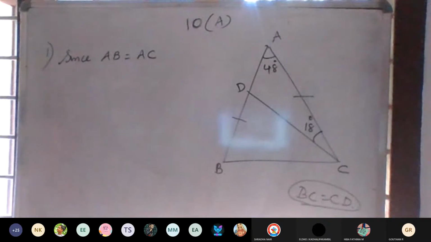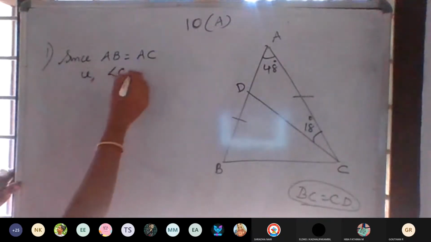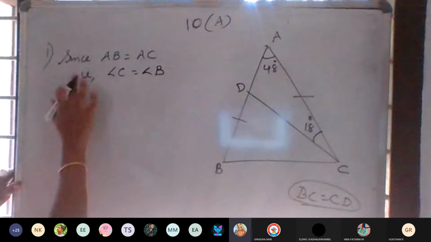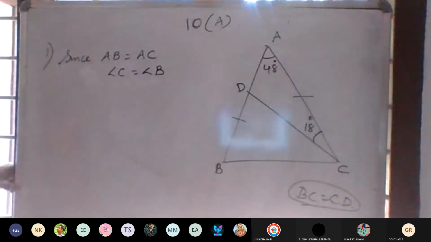Yes, ma'am. Tell me. AB is equal to AC, therefore how can we represent that as angle? Which angle is opposite of side AB? Angle C. Angle C is equal to angle B. Write down: since AB is equal to AC, angle C is equal to angle B.